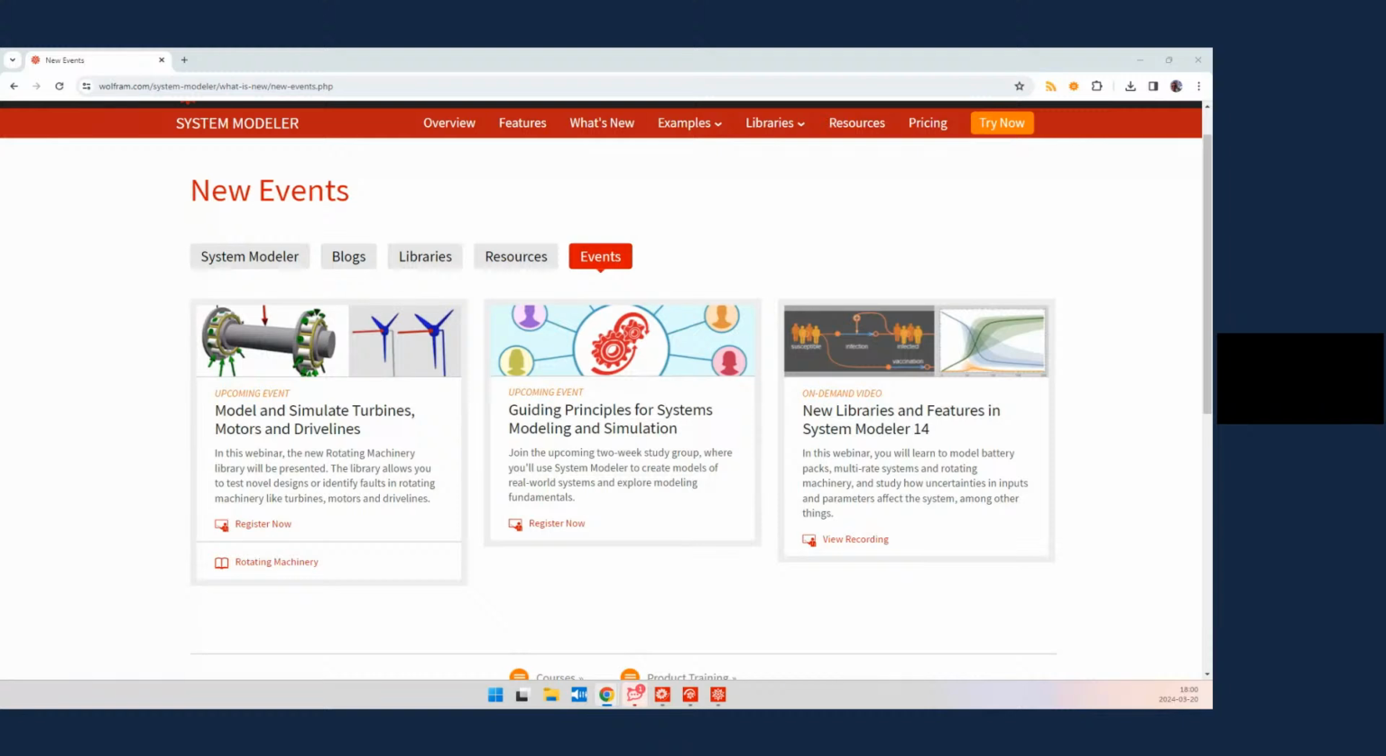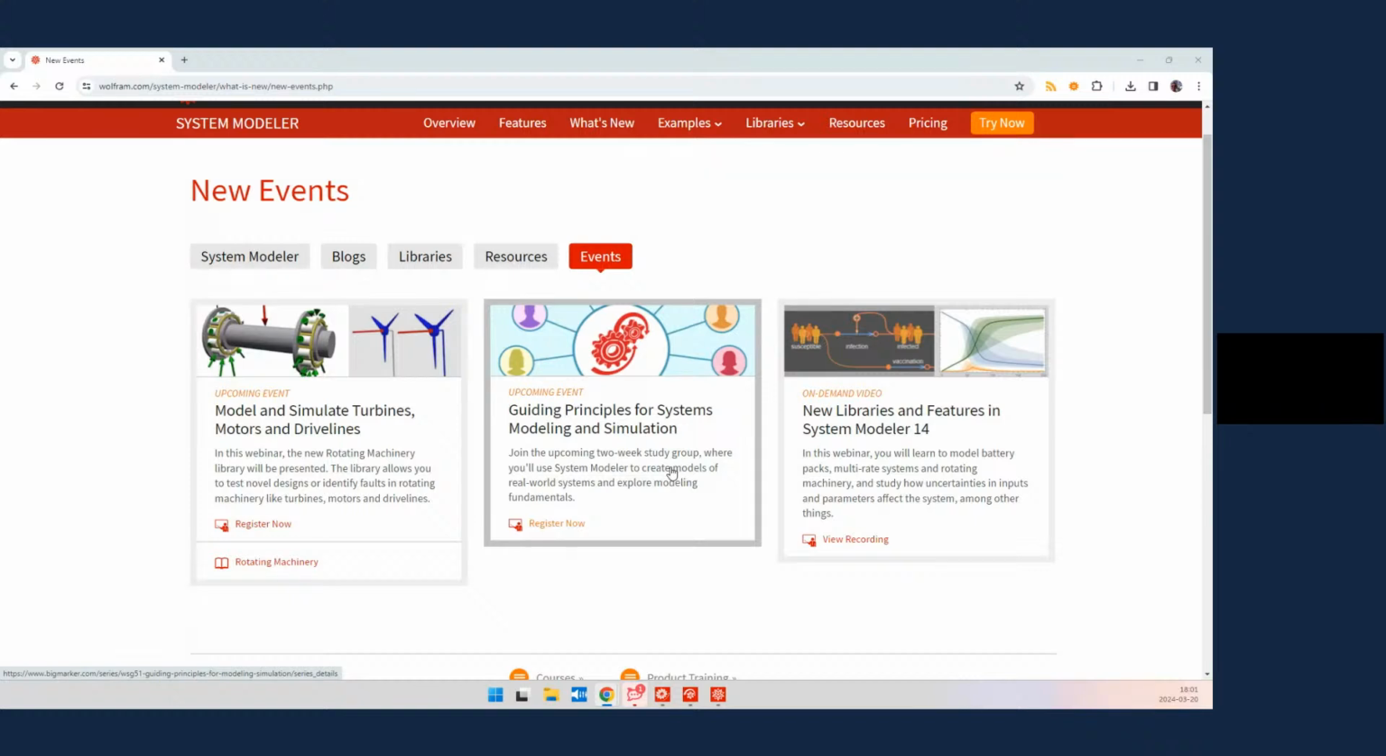First of all, on my screen right now, I'm showing current events, including today's event. There was also recently an event on the latest features in System Modeler 14. If you have not seen that, you can go to the Wolfram page, find System Modeler, and under the what's new events, you will find the recording from that session. And soon there's also a 2-week study group on System Modeler. If you want to get hands-on and learn how to use the product, that's a perfect opportunity.